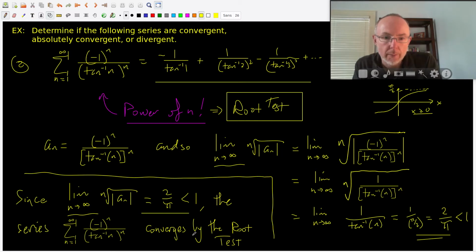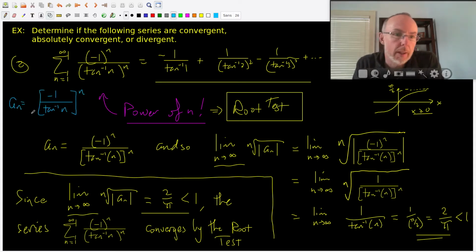We need to show that this is less than 1, in which case the root test tells us that our original series converges. So anytime you see things where everything's raised to a power, right, the nth term here can be written as some quantity, all raised to the power of n, and so the nth root is going to undo that power. That's all that's going on. Whenever you see this kind of property, you know the root test is the way to go. Let's do one more example.